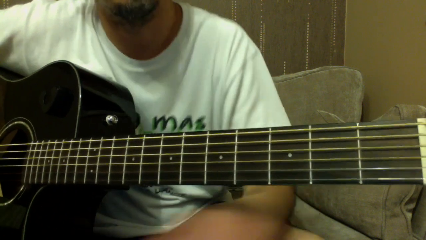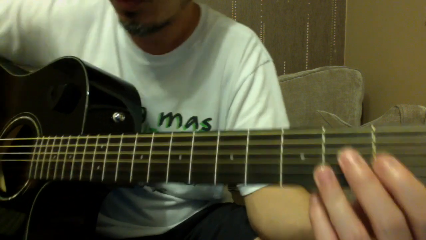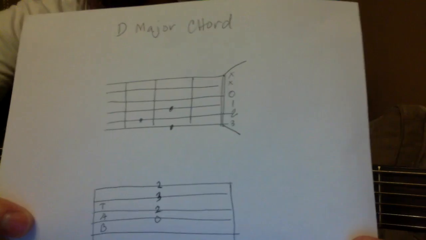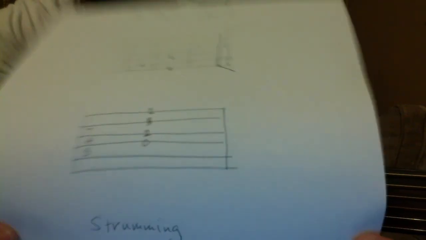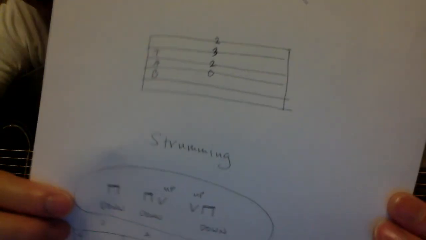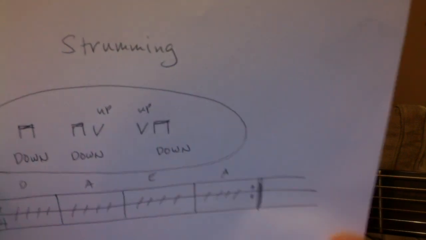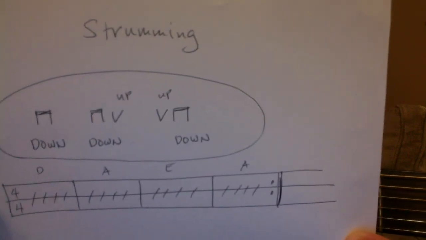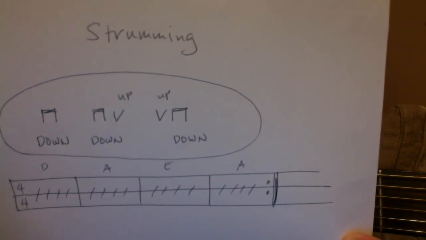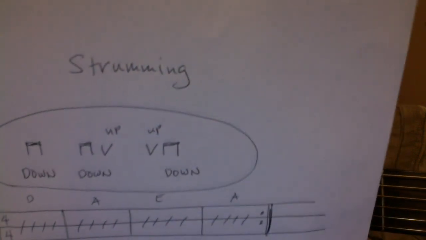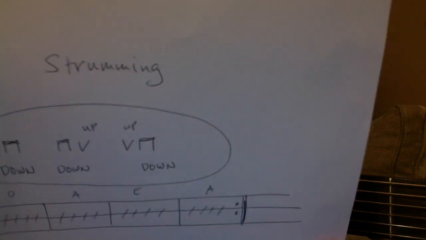It's 11 o'clock. Right. We will be learning today about the chord D major. That's the illustration there. And then that's the tab. And then we will be learning a strumming pattern in the time signature of 4/4. And we've already learned about A and E, so that's gonna be our chords pattern, D, A, E, A. We'll talk more about that in a short while.